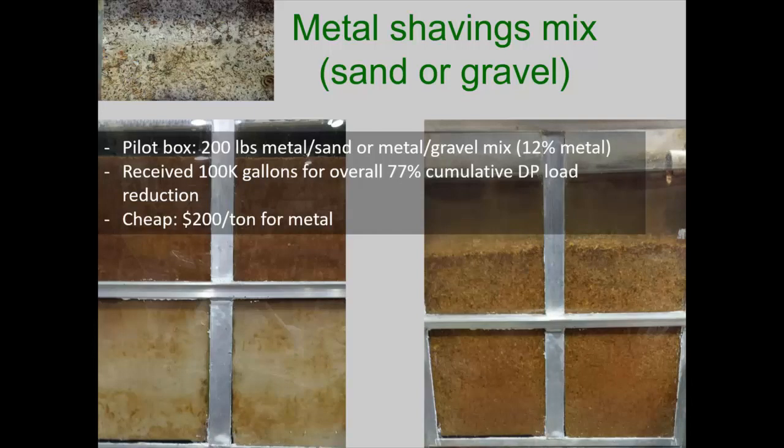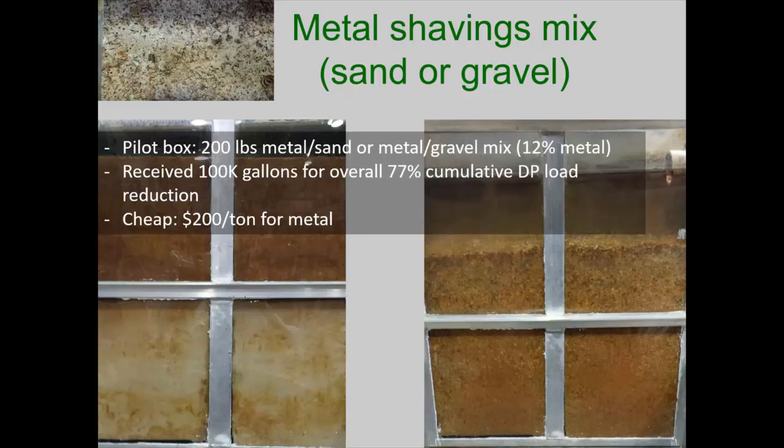This is our pilot scale box. We haven't built one in the field yet. It's got 200 pounds of the metal sand mixture on the left and the metal gravel mixture on the right. We put 100,000 gallons of water through that little box, and it removes 77% of that cumulative dissolved phosphorus load.